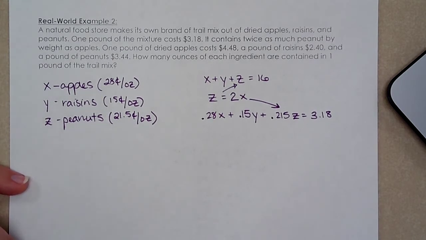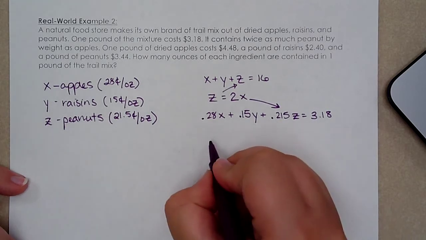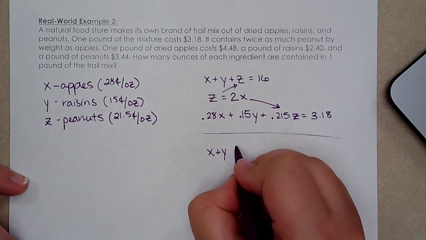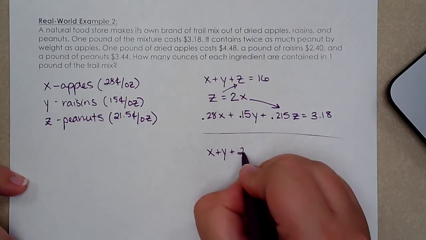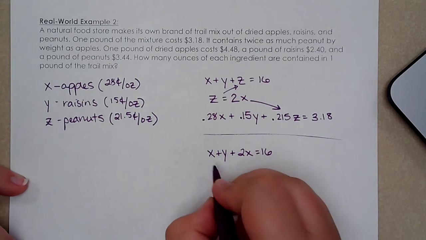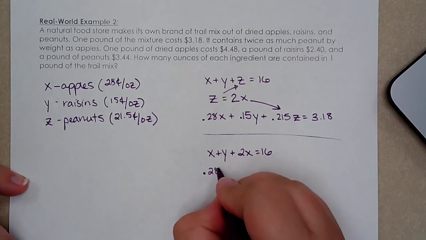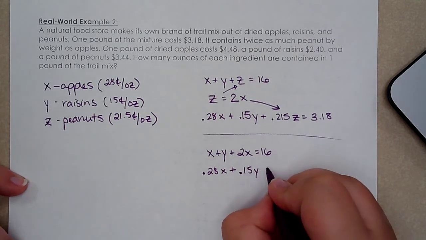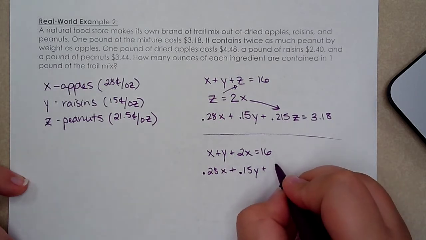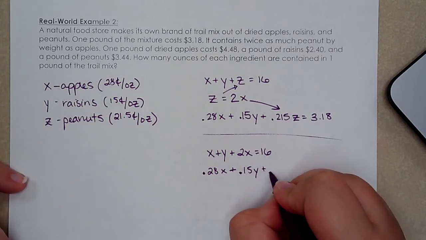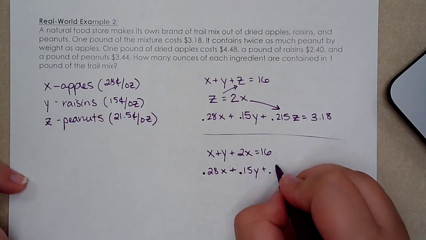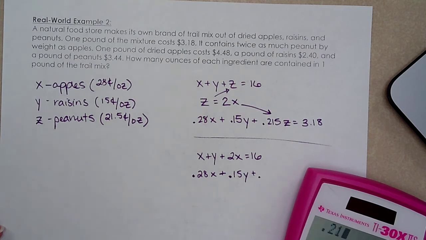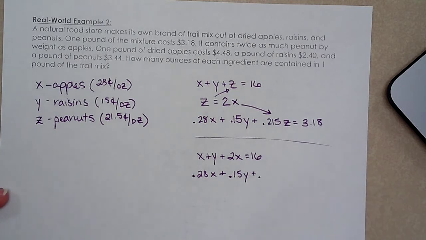So I'm going to get the equation, let's write it down here, x plus y plus 2x equals 16. And then in my bottom equation, I get 0.28x plus 0.15y plus 0.215 times that 2, so 0.430. Let's double check that. I never trust my own mental math. Times 2, yep, 0.43.